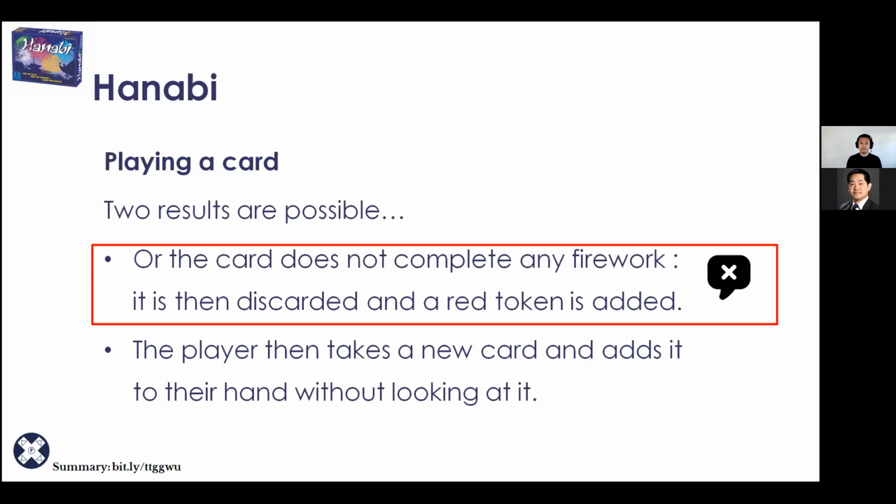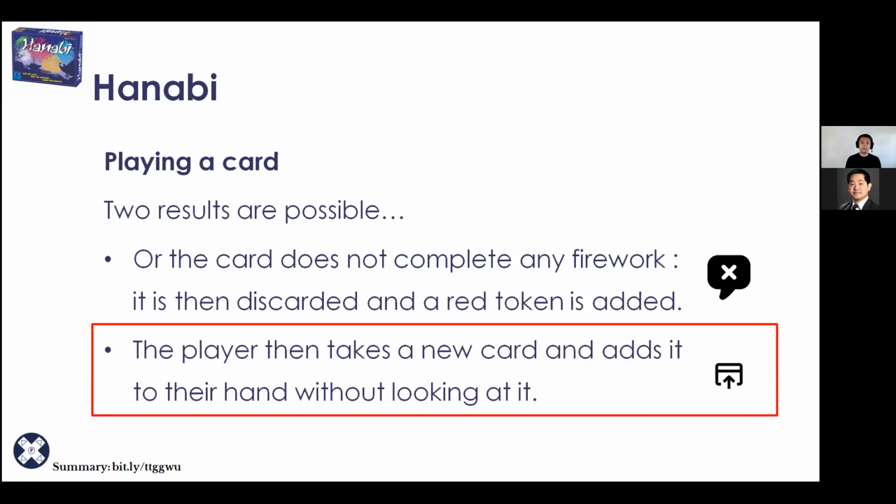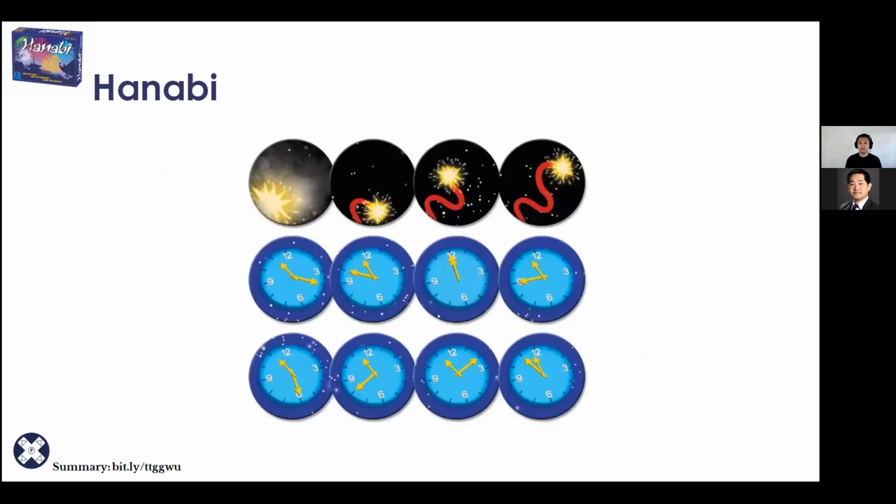Or the other option is that the card does not complete any firework display, then it is discarded and a red token is added. So an area where that could happen is, say I chose to play a white 2, but the white 1 is not out yet, then that is not the correct card. I discard that card and then I pick up one of those red tokens, and those red tokens indicate how many mistakes you can make before the game ends. Because if you use up all of those red tokens, then the game will be over. If this happens, the player is just going to discard that card, take a new card from the draw pile, add it to their hand, again, without looking at it.